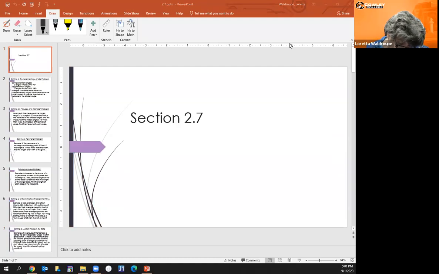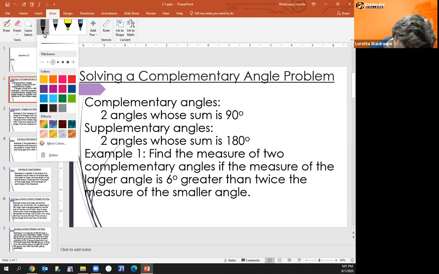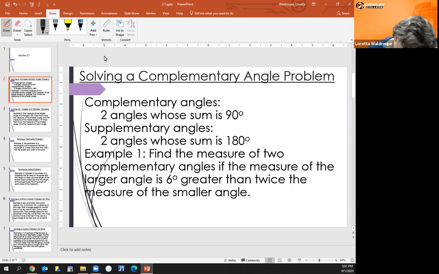All right, ladies and gentlemen, this is the first lecture for 2.7 and the last section, where the whole section is word problems. In this section, we're going to deal with some geometry type problems. Complementary angles: if the problem talks about complementary angles, it means the sum is 90. If they're supplementary, it means the sum is 180.